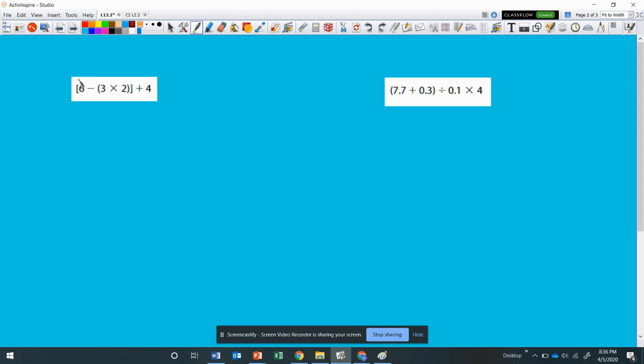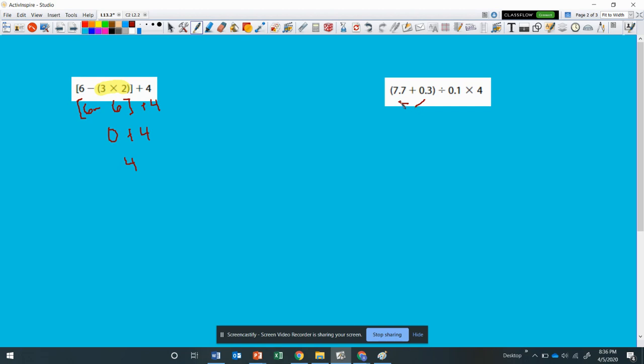These are funny because they have brackets and parentheses, and basically the brackets are just another set of parentheses. So we want to go to the innermost set of parentheses first, which means that we're going to do the 3 plus 2. And 3 plus 2 is 6. Now I've got 6 minus 6 in brackets, and then plus 4. 6 minus 6 is 0, and 0 plus 4 is 4.